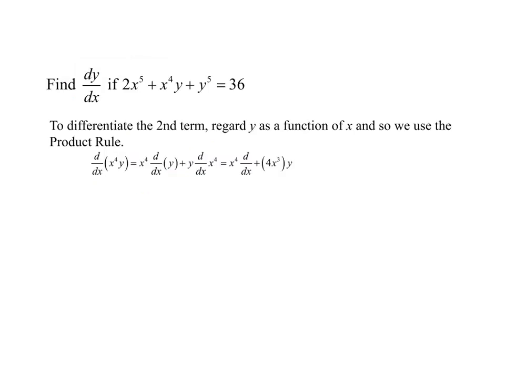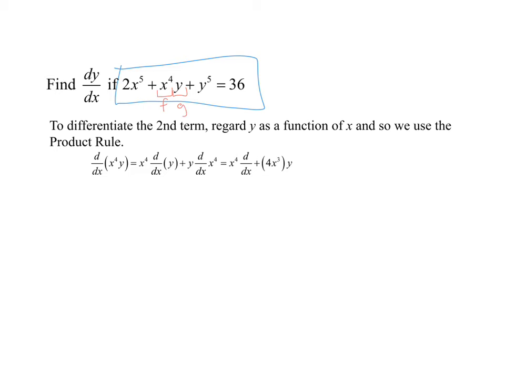So we got one more scenario that causes a problem sometimes. If you look at this equation, it's very similar to what we just did, except the problem is the y isn't by itself. We've got an x to the 4th times y in that middle term. So it's that middle term that we have to be careful about, and we have to treat it like a product rule.